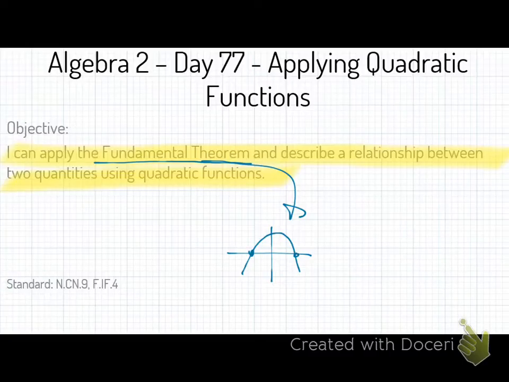So we're going to know about that, and then we're also going to talk about the relationship between the x and y axis in quadratic functions. So we've learned a lot about math, and now we're going to talk about stories that apply to math.